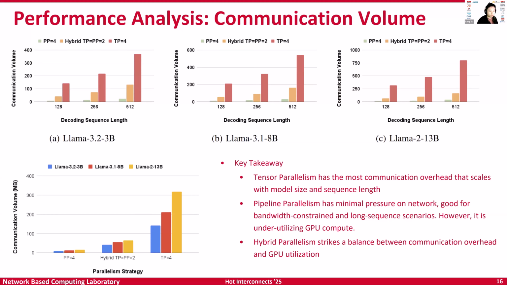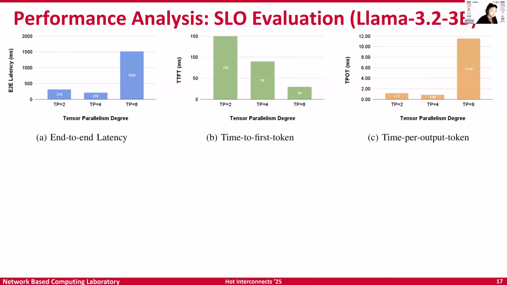So in these scenarios, we are processing token by token with no micro-batching or communication-computation overlap. So it is actually detrimental to the latency that we are experiencing. Hybrid parallelism strikes a balance between the communication overhead and the GPU utilization.